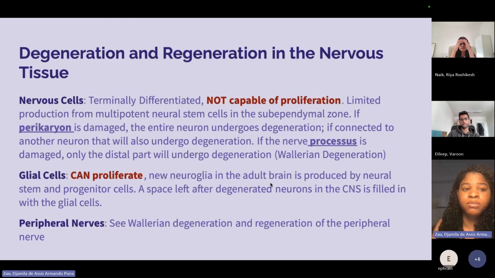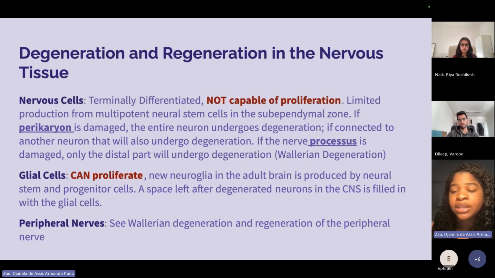Right, okay. So now we're going to talk about the degeneration and regeneration in the nervous tissue. So the nervous cells are terminally differentiated, okay? That means they are not capable of proliferation. We have sometimes limited production, but overall, if you get asked, can nervous cells proliferate? The answer is no, they cannot. That's why once you have some sort of damage to your nervous cells, that's it. A lot of times the remaining nervous cells are just going to have to learn how to take over the functions of the cells that died for whatever reason.